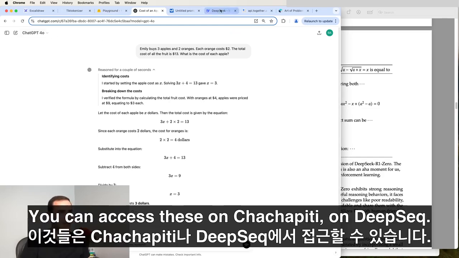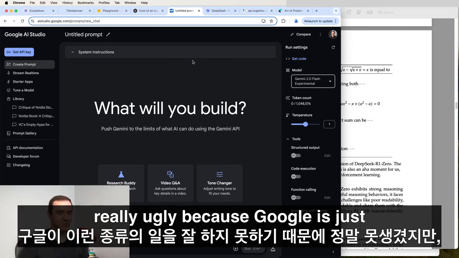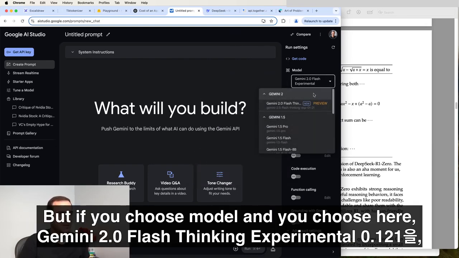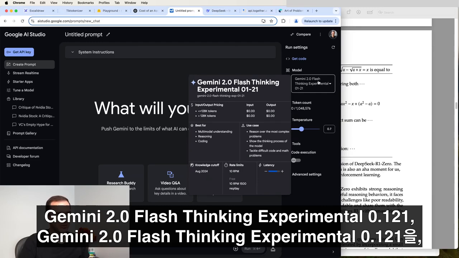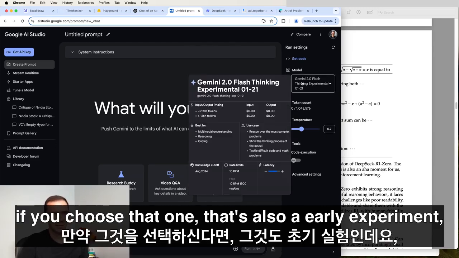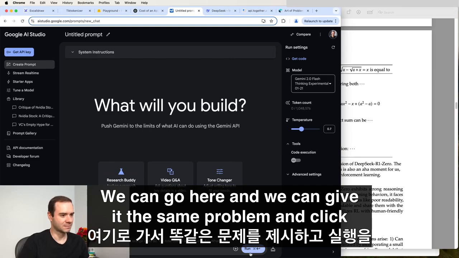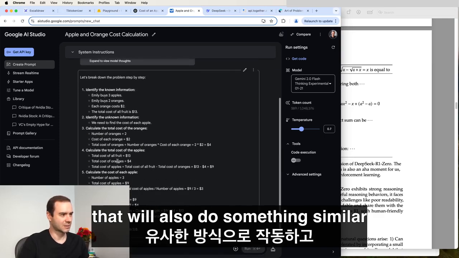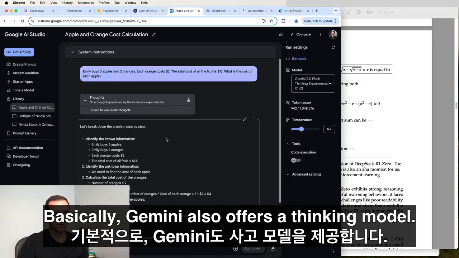So you can access these on ChatGPT, on DeepSeek. Also, I wanted to point out that aistudio.google.com, even though it looks really busy, really ugly because Google is just unable to do this kind of stuff well, is like, what is happening? But if you choose model and you choose here, Gemini 2.0 Flash Thinking Experimental 0121, that's also a kind of early experimental thinking model by Google. So we can go here and give it the same problem and click run. And this is also a thinking model that will do something similar and comes out with the right answer here. So basically Gemini also offers a thinking model.